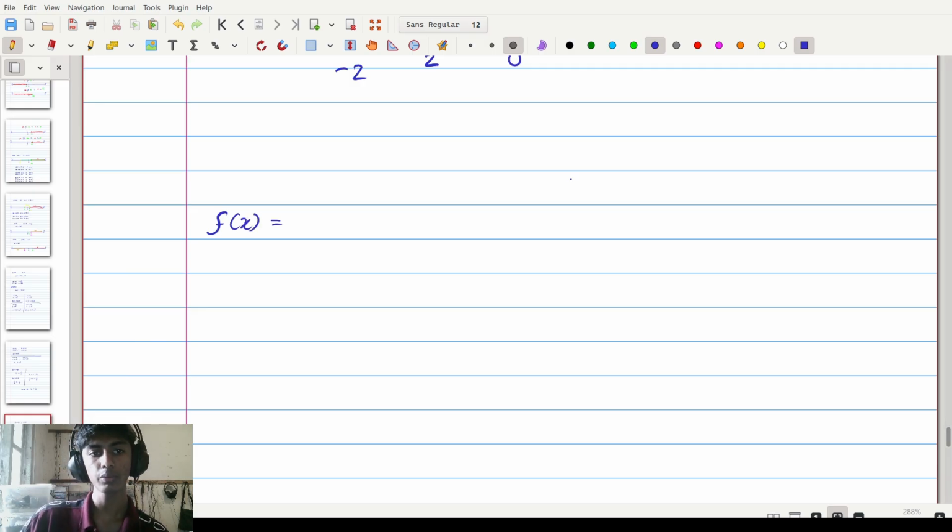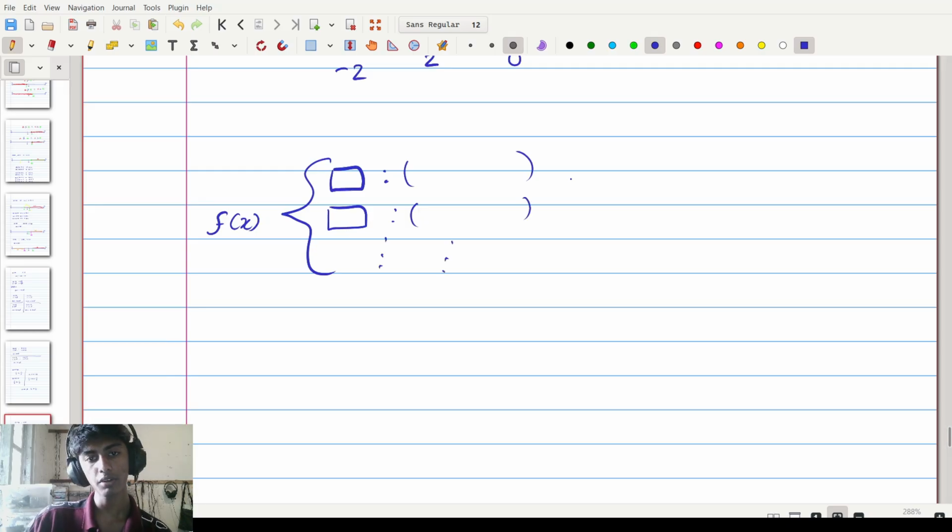f(x) equals, and then it is expanded out into different cases. Here we have one case which we separate with a colon into its condition. Here we have another case which we separate with a colon into its condition, and we can do as many of these as we want and give as many conditions as we want. The only condition that we need here is that these conditional statements should not overlap with each other.